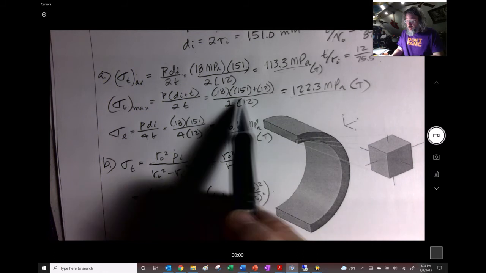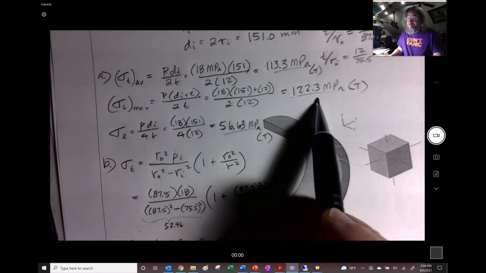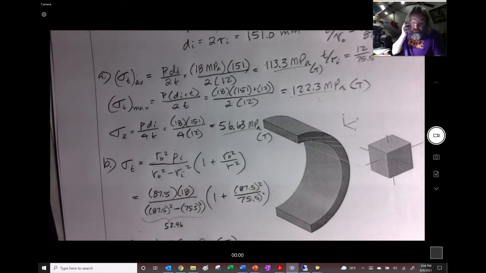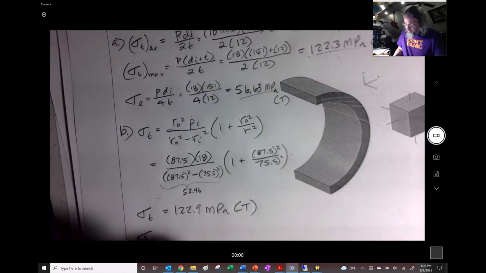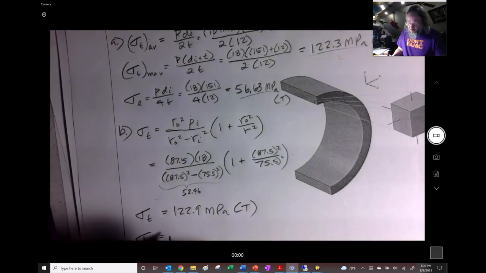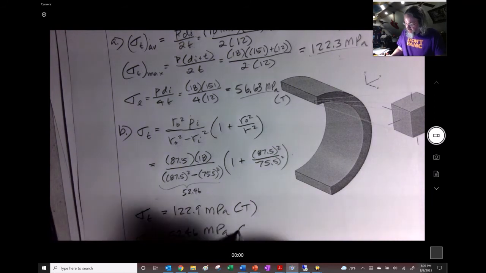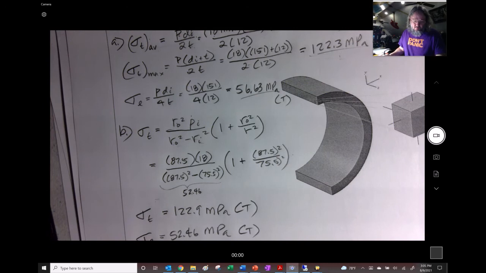This is a thin-walled approximation. Wasn't too bad, right? I'd say that's actually a 0.5% difference. I think we're going to say that here at the end. But my longitudinal stress here is, I already said, 52.46 megapascals, also in tension.